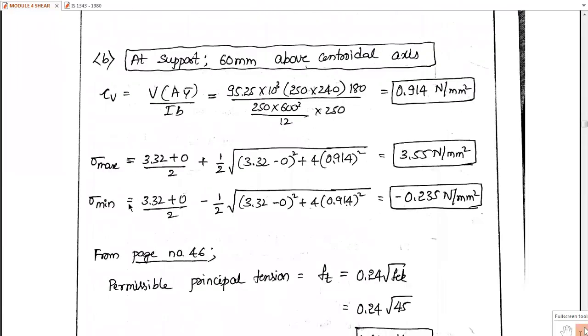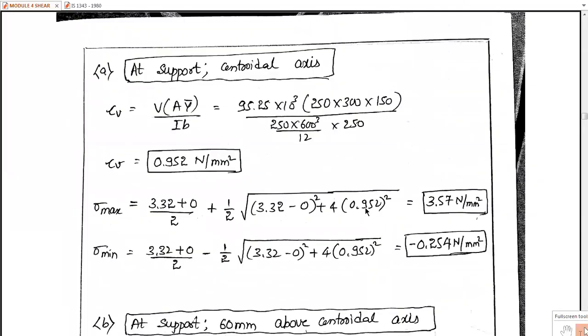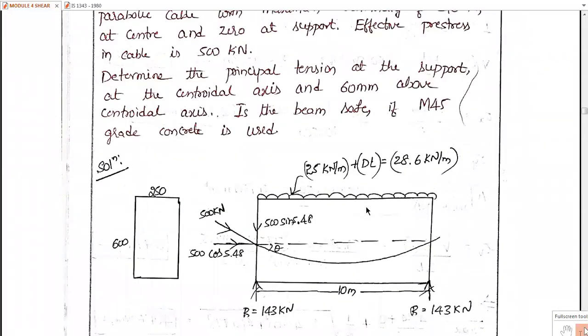And sigma max and sigma min, we can calculate. On substitution and simplification, we get sigma max as 3.55 Newton per mm square and sigma minimum as minus 0.235 Newton per mm square. And you are also told to check with the grade of the concrete. Is the beam safe if M45 grade of concrete is used?